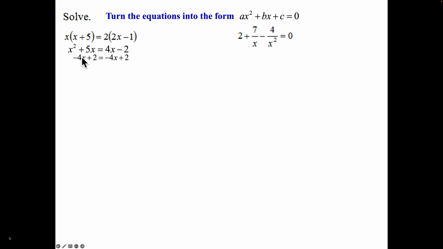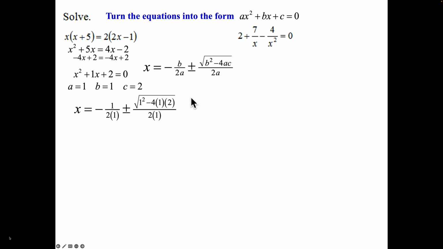So we can only combine our x terms to get x squared plus 1x plus 2 equals 0. There are no two numbers that multiply to be 2 and add up to be 1. So we're going to use our quadratic formula here. A is 1, B is 1, C is 2. We'll substitute them into our formula. 2 times 1 is 2. Nothing's really going to cancel here, so this will stay -1/2. Put the 2 down here.